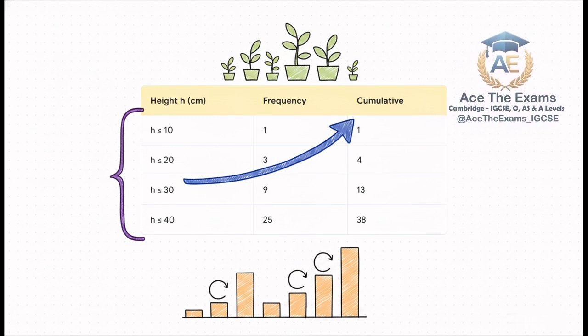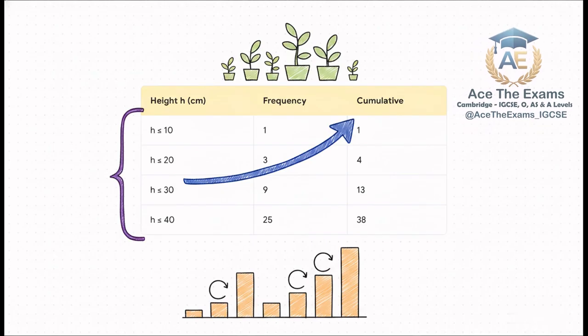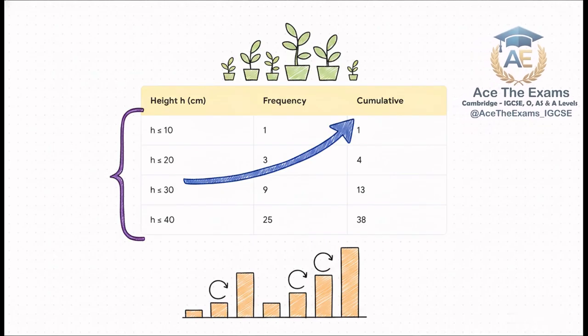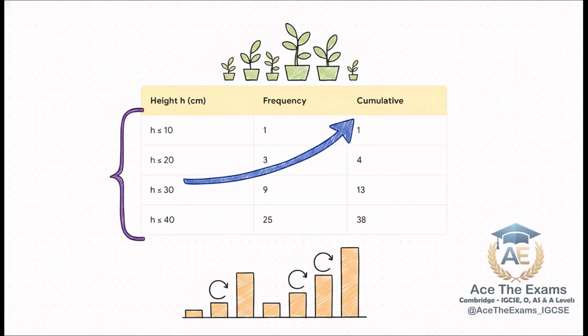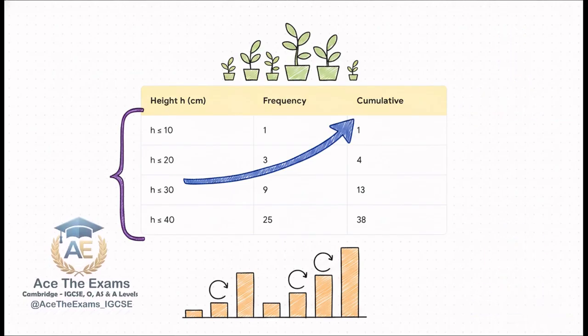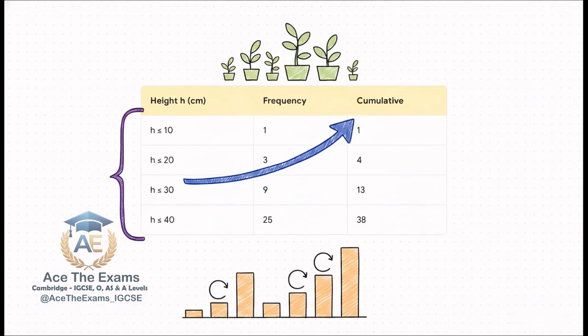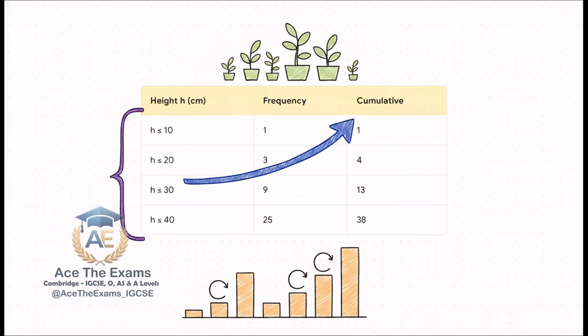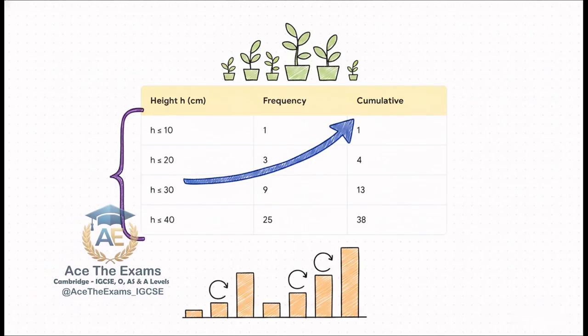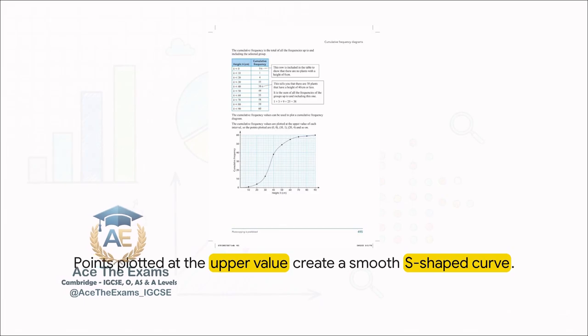Instead of asking, hey, how many plants are between 30 and 40 centimeters tall, we ask, how many plants are 40 centimeters or shorter? We calculate this by simply adding the frequency of the current group to the total of all the frequencies of the groups that came before it. It's an accumulation of data up to a specific boundary. And this brilliantly illustrates the result.